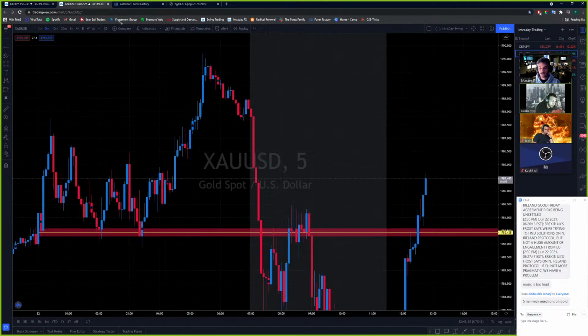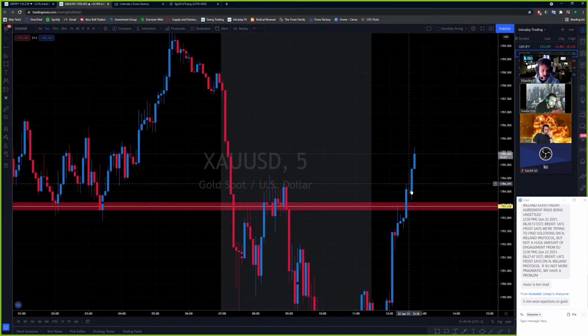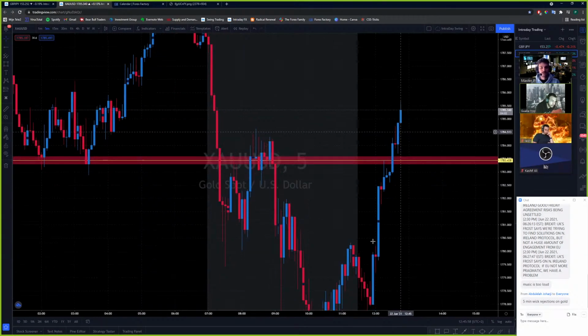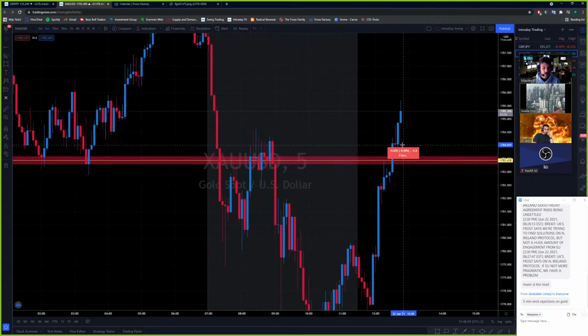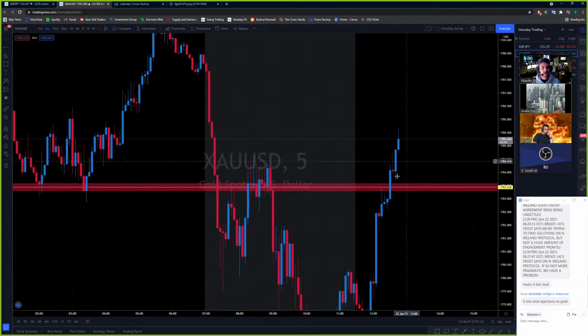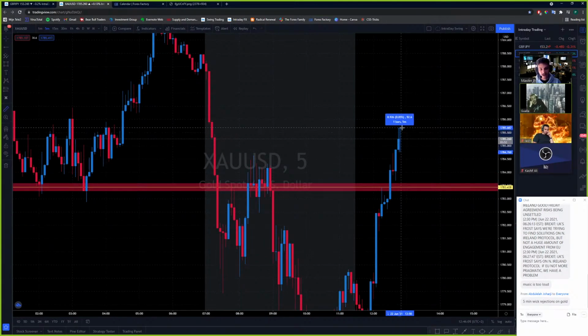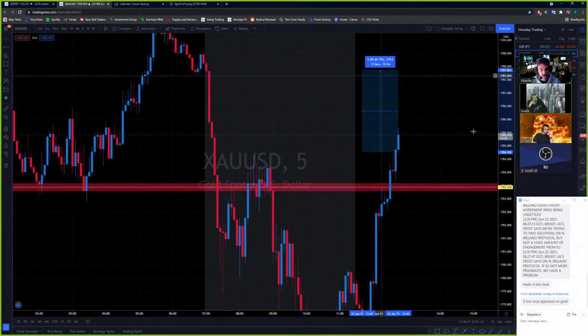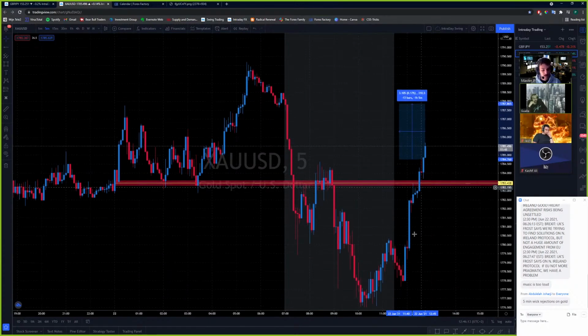5-minute wick rejection on gold? Yeah, this 5-minute is basically a booby trap candle. Price is going up and it has so much volume, and this candle entices new traders to take a sell so that price can retrace. But what price does is it breaks the high and then continues on upwards in the overall uptrend.